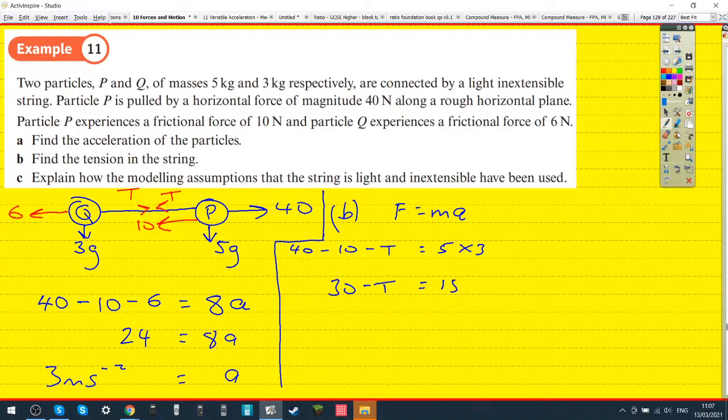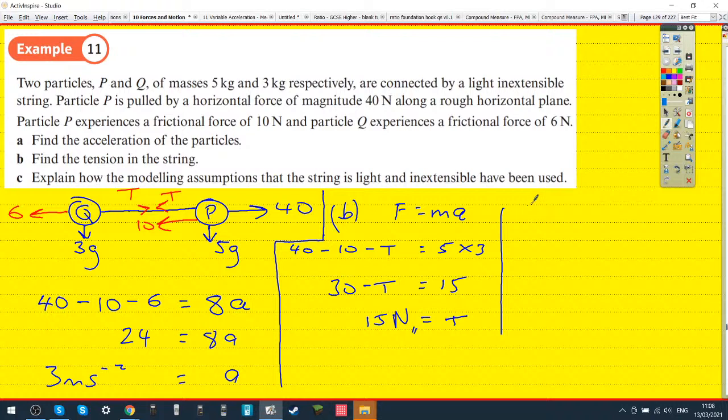Then it becomes 30 minus T equals 15. Then you subtract 30 from both sides, sorry. And then you'd get minus T equals minus 15. Then you multiply both sides by minus 1, which would give you 15. That's it. So tension is 15 newtons.